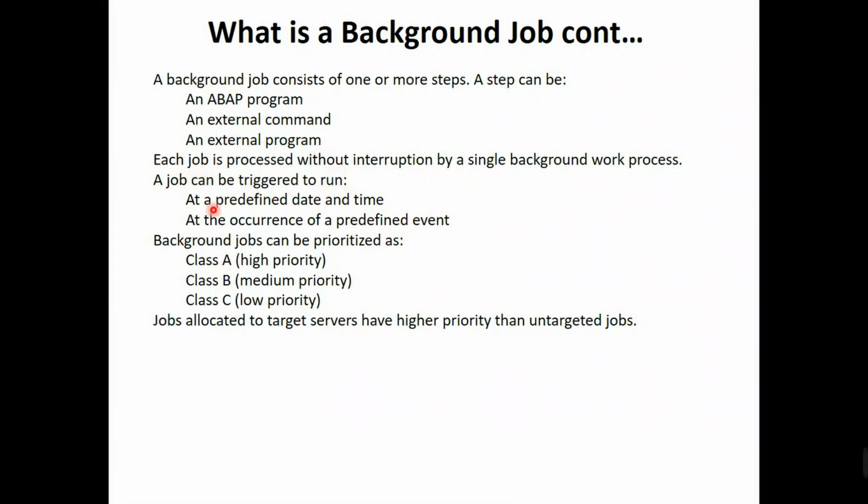A job can be triggered to run at a predefined time or date, or occurrence, or a predefined event. That means I can schedule a job at a particular time and date, or else I can schedule a job so that one program is already running, and after that program stops running, my background job process will start. That is event based. Now it can be prioritized as class A, class B and class C. Class A is the highest priority, B is medium and C is low. Jobs allocated to target servers have higher priority than untargeted jobs.